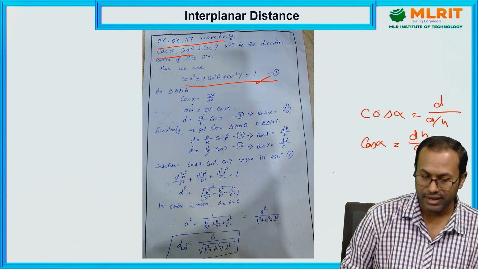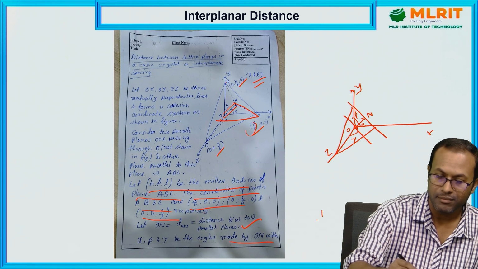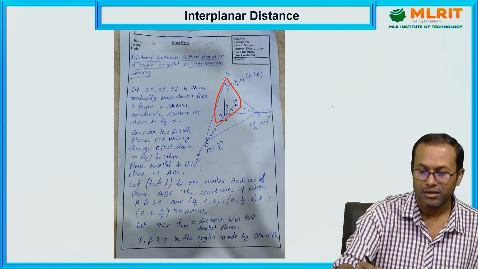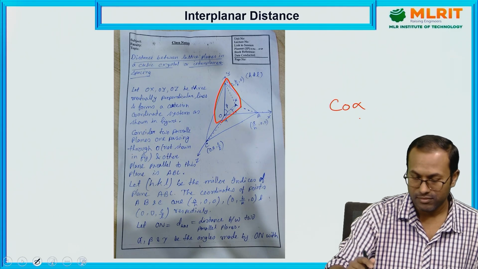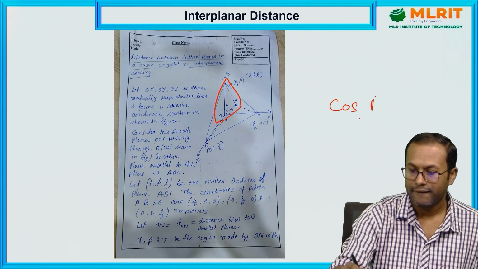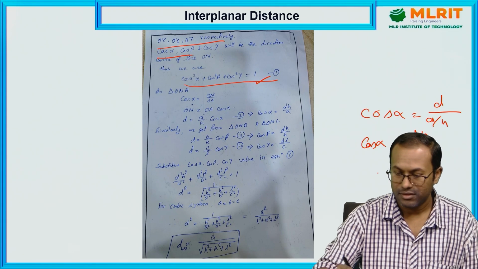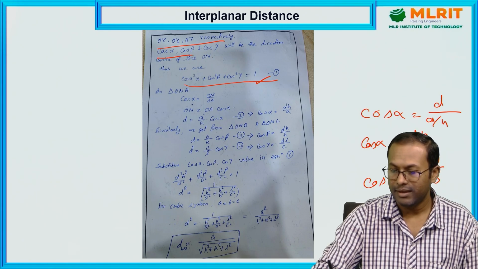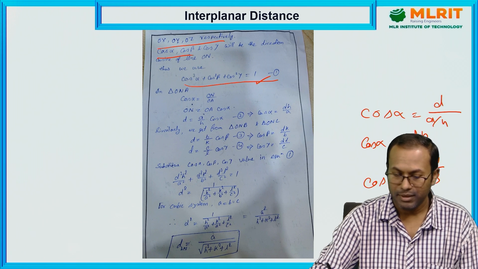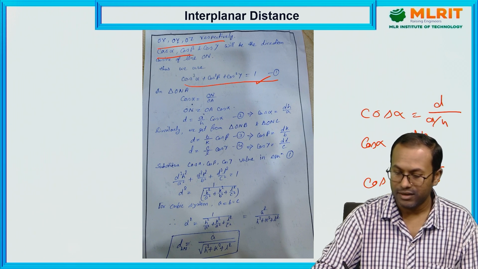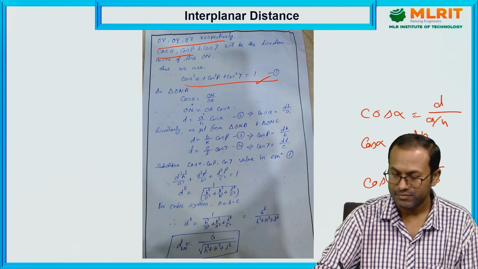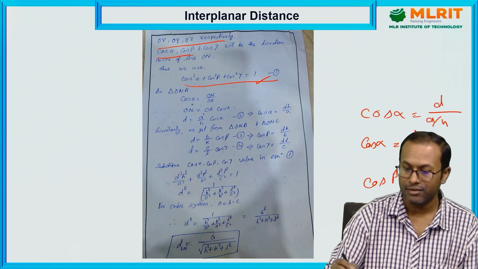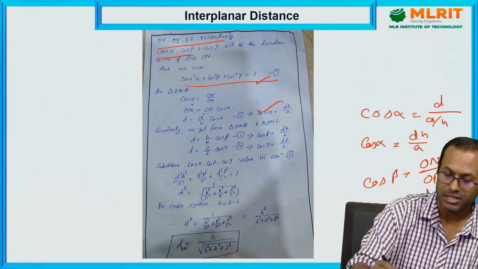Similarly, from another triangle, triangle ONB, we can get cos beta. Cos beta is ON by OB, that is d by OB, where OB is b by k. So cos beta will be d k by b. Similarly, from another triangle we can get cos gamma also. That gives cos alpha, cos beta and cos gamma.